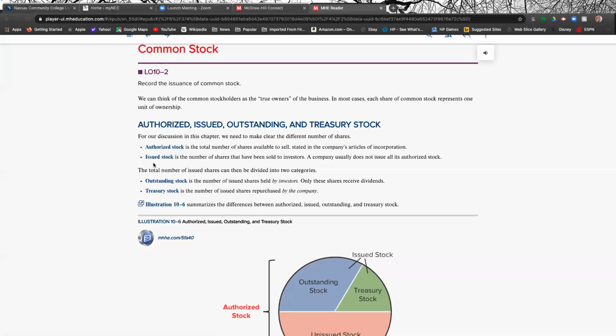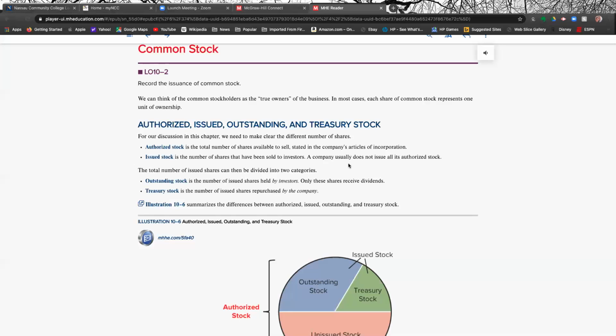The issued stock is the number of shares that have actually been sold. Now, I like to use the word issued because sometimes we're going to see that stock doesn't have to be sold to be given to investors.